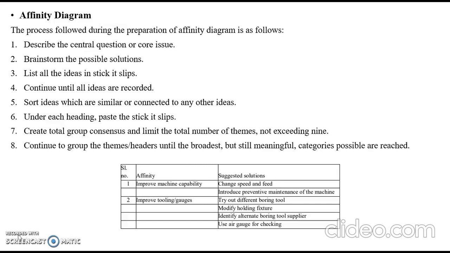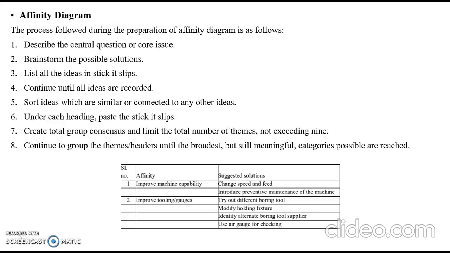Next step is to sort the ideas which are similar or connected to other ideas. You should sort, find out the interrelationship between them, and group them together. Next step is to paste the sticky slips under each heading. That means you have already grouped them into some 4 or 5 groups. In that, the main core area will be pasted, and all the ideas including the core area will be stuck under that.